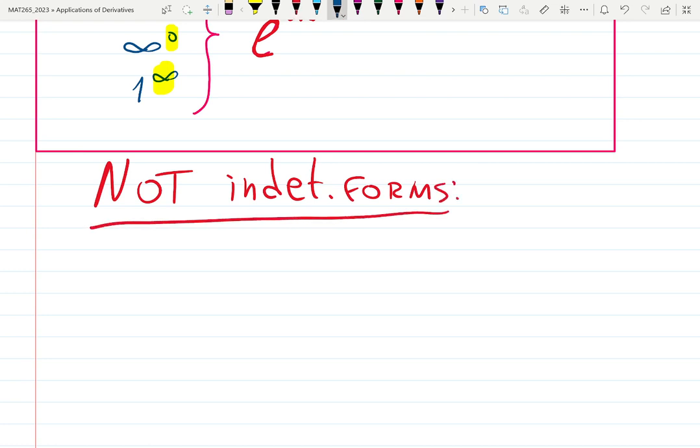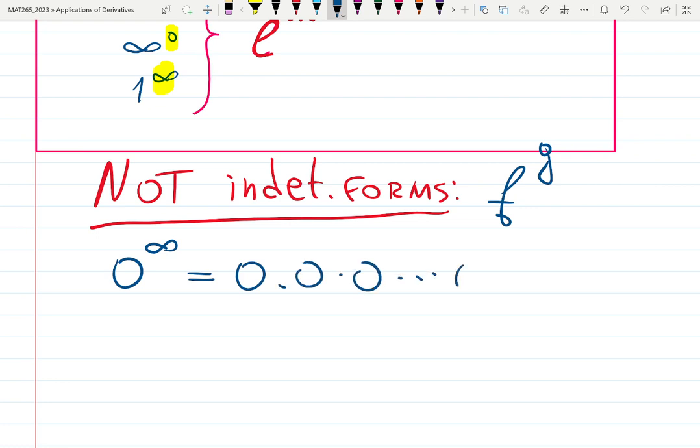Are you ready? 0 to the infinity. And again, it's not a number, okay? Remember, it's f to the g. F goes to 0, g goes to infinity. Is this determined, not determined? Well, it's 0 times 0 times 0, and so on, infinitely many times. So that is 0. That is not an indeterminate form. So you see? It's kind of not obvious. Now you question everything. If I were you, I would question everything now.